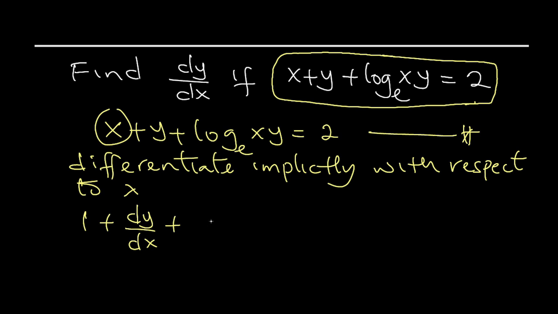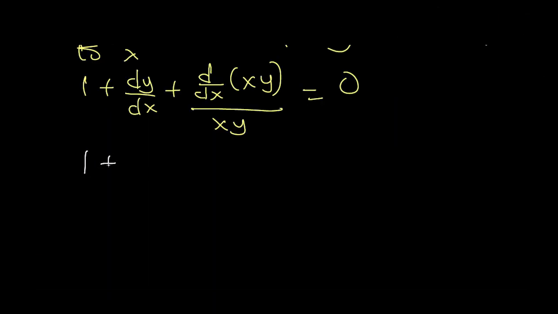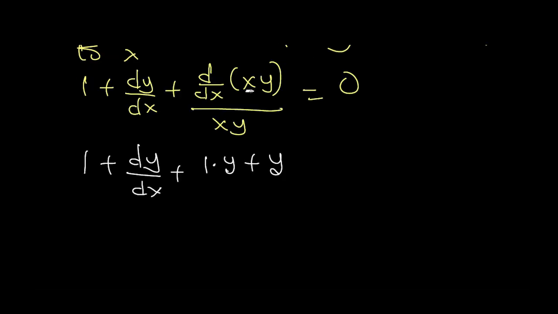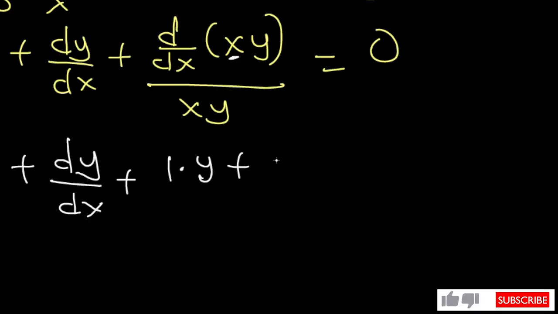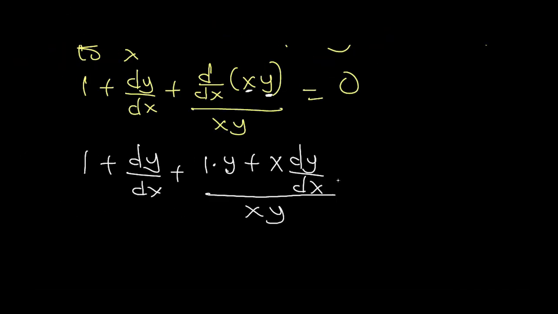Since it's a logarithm function, it's going to be d/dx of the inner function over the function itself. When you differentiate a constant, it gives you 0. So we're going to have 1 plus dy/dx plus, for the numerator, I'm going to differentiate the first one. That'll be 1, keeping y constant. Then keep x constant and differentiate y with respect to x. That'll be dy/dx over this one, equal to 0.